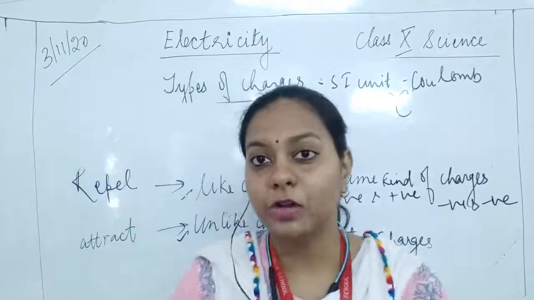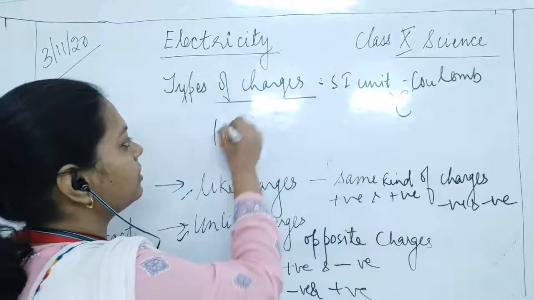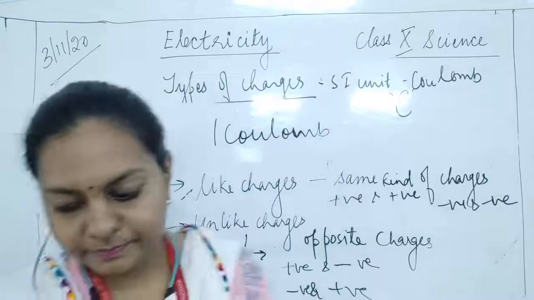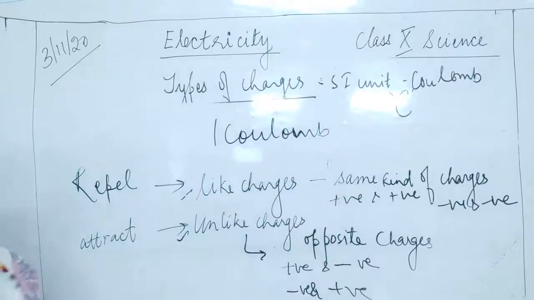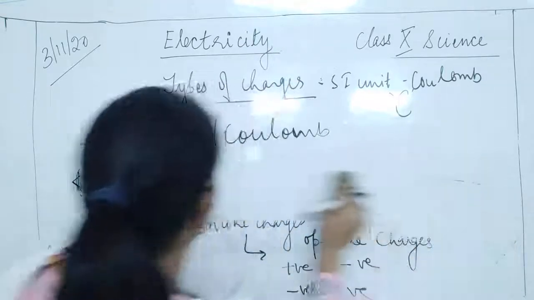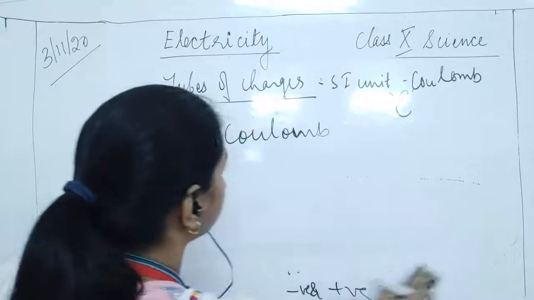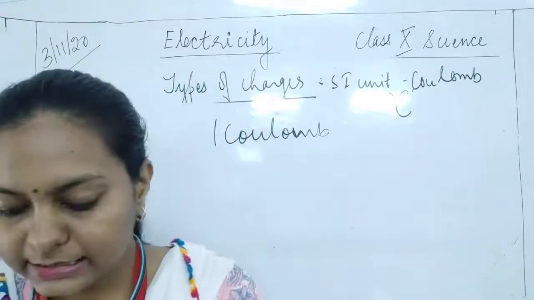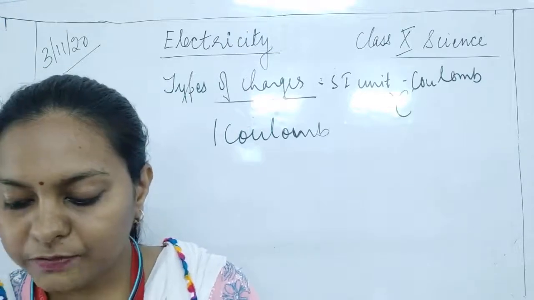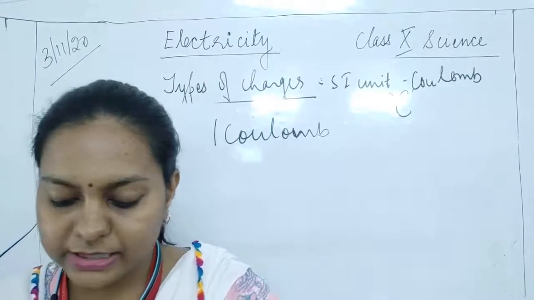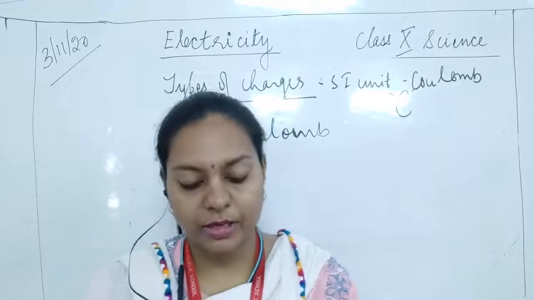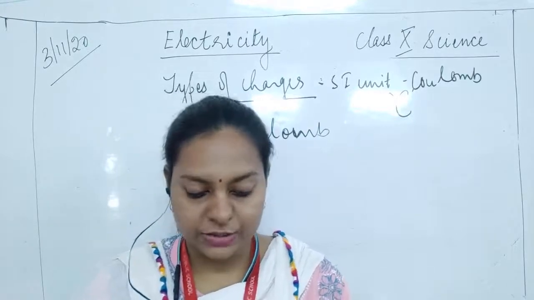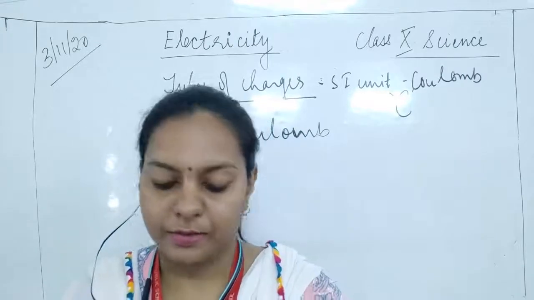Now what is the meaning of 1 coulomb? How can you define this? What does the definition say? It says that 1 coulomb is a quantity of charge which exerts a force of 9 into 10 to the power 9 Newton on an equal charge placed at a distance of 1 meter apart.